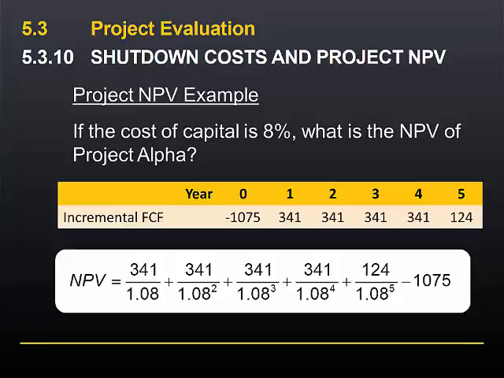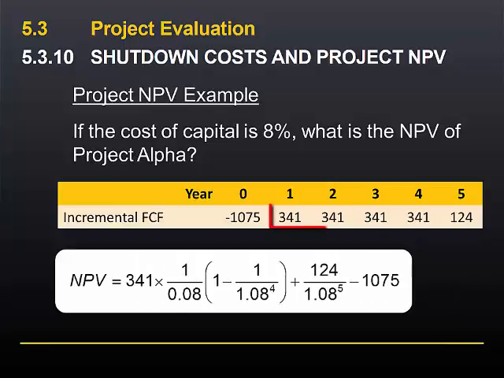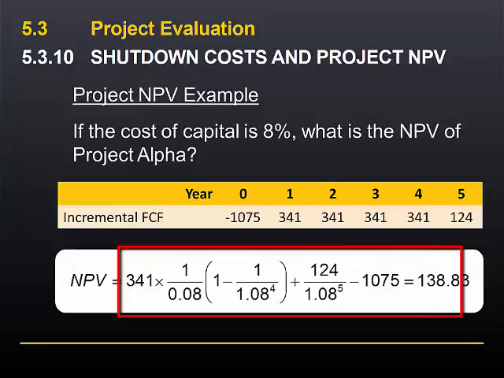But in this case we have an annuity of $341 for 4 years, so we can use our annuity formula to calculate the present value of those cash flows, plus the present value of $124 in 5 years, minus the initial outlay, gives us an NPV of $138.83.